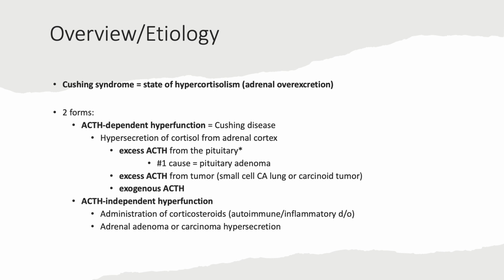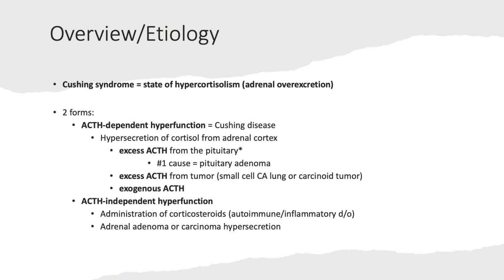So hypersecretion of the cortisol comes from the adrenal cortex, but it's because there's excess ACTH floating around telling it to secrete. There can be ACTH secretion from other tumors. Most commonly, this is from small cell lung CA or carcinoid tumors, and there can also be exogenous ACTH administration for other disease states.